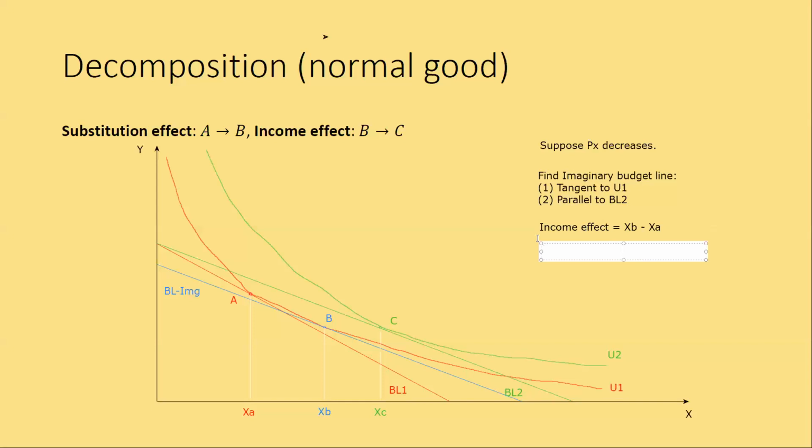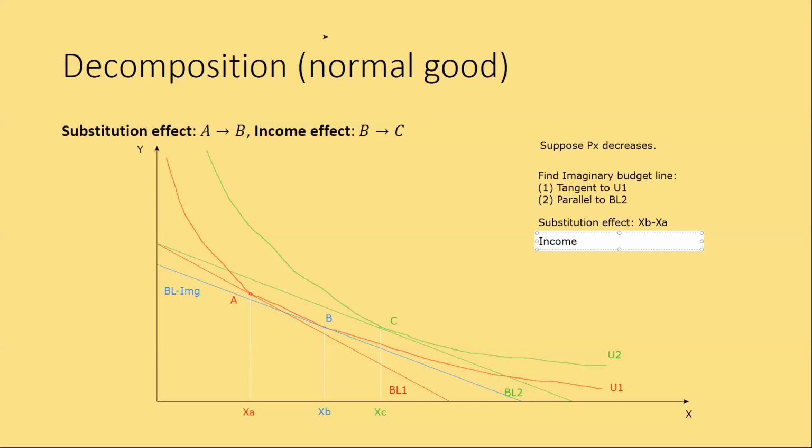Oops, sorry, this is a substitution effect. It's a typo. So the substitution effect is moving from point A to point B, so that it is XB minus XA. So only the price ratio changes. The consumer is substituting between the two goods, but her overall level of satisfaction does not change.